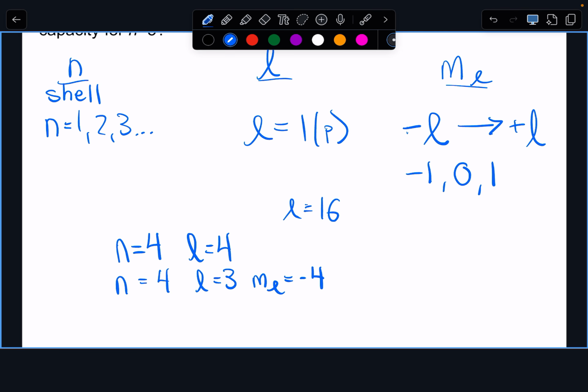It'd be negative 16 through positive 16. Okay? How many values is that? Well, it's 16 on the negative side and 16 on the positive side and a 0 in the middle. So if you know the l, you know that for m sub l, there's going to be 33 values. You could list them all out, but try to take a shortcut a little bit if you can.